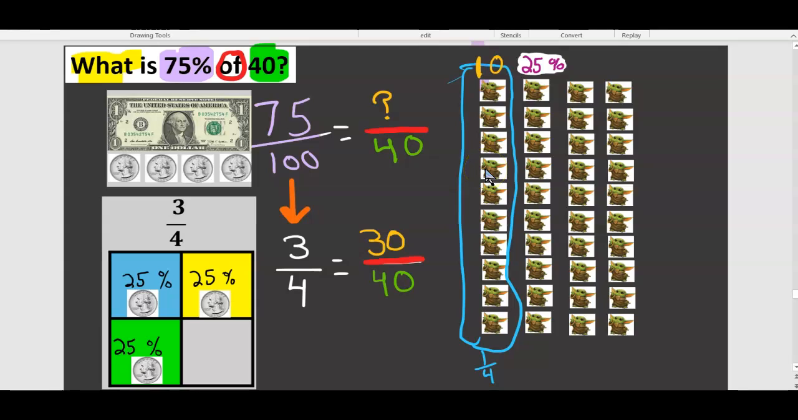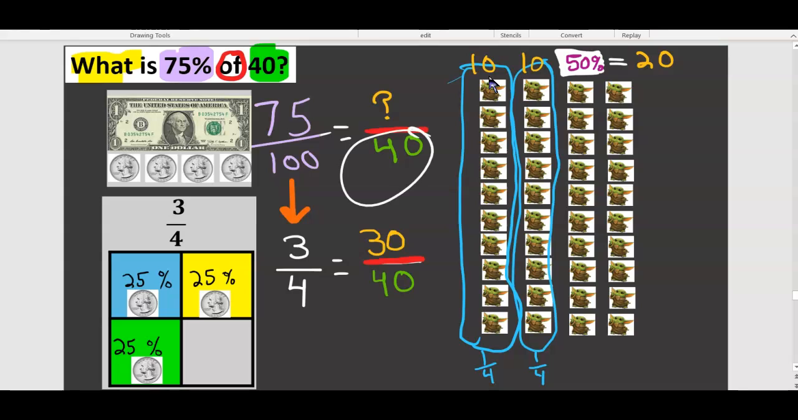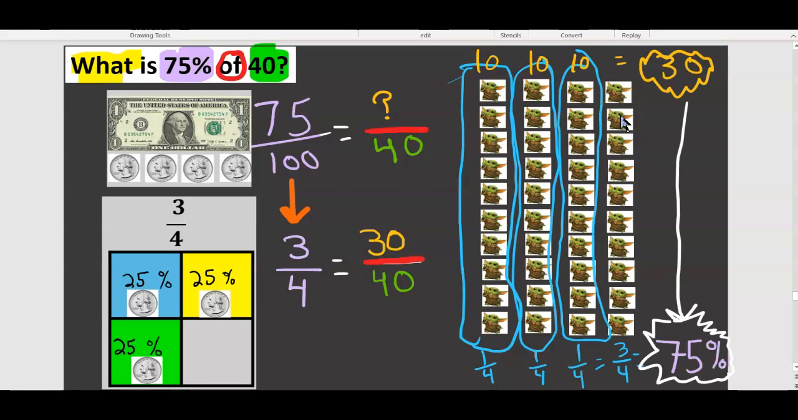Okay, 3/4. There's 1/4. 25% is 10 Yodas. 20 Yodas is 50%. That's half of them. Out of 40, remember, out of 40, out of this world. And so 30 Yodas would be 75% out of 40. What's 100%? You guessed it, 40. It's 10 for every 25%.